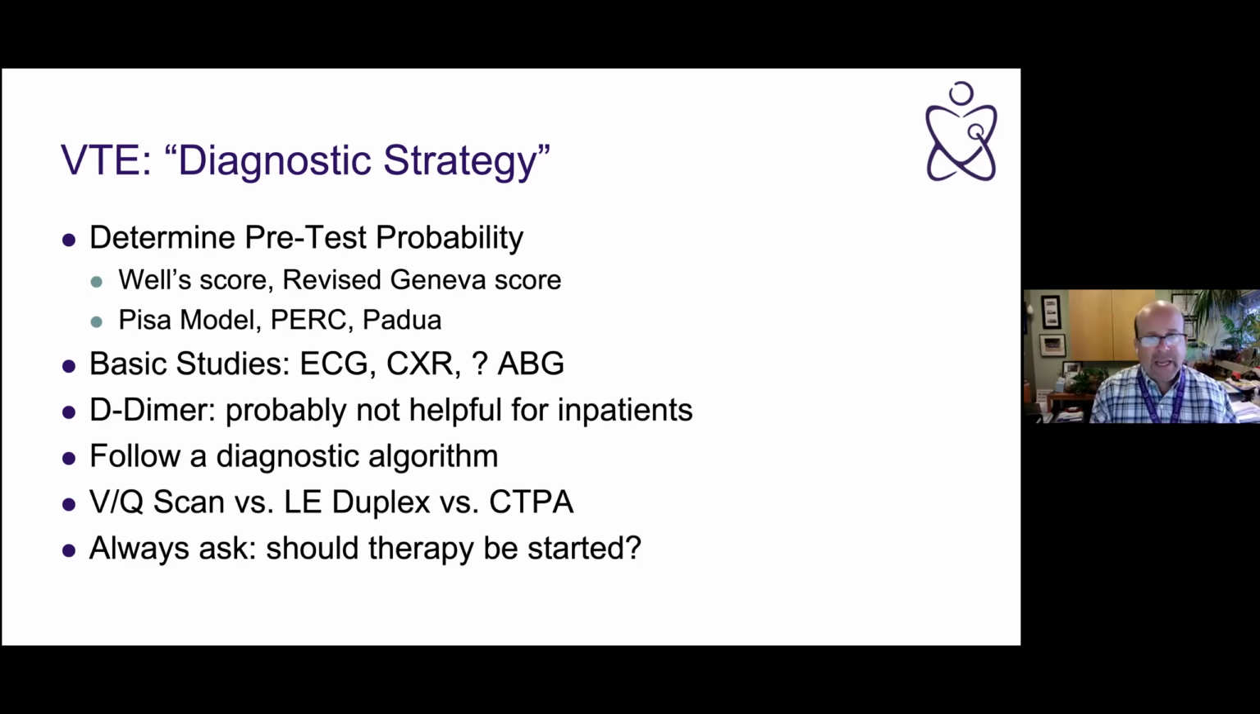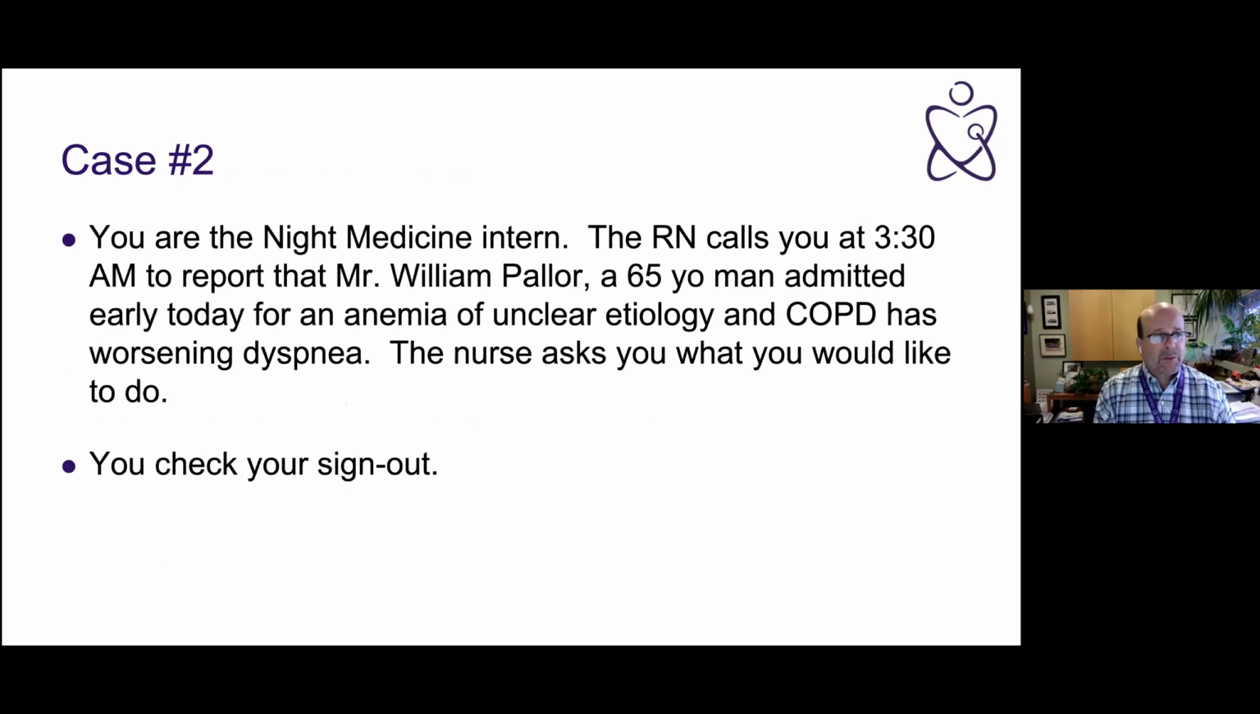And then always ask yourself in the middle of the night, do I start anticoagulation while I'm waiting for the results of these tests? That's another place where your pretest probability can really help. If you have a high pretest probability, and the person doesn't have an absolute contraindication, then start anticoagulation while you're doing the workup. Because the reason people die from PEs is usually not from the initial PE, it's from a subsequent PE. So really get them on anticoagulation as best as possible.